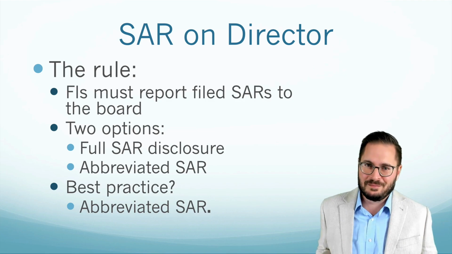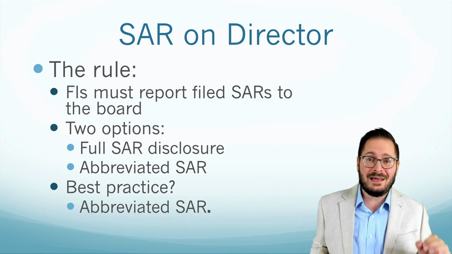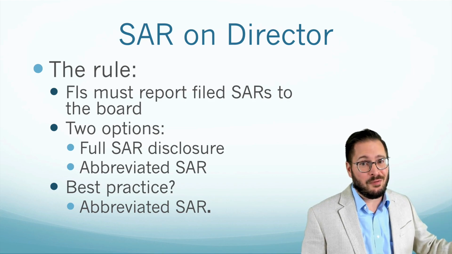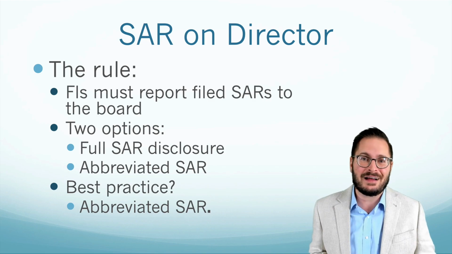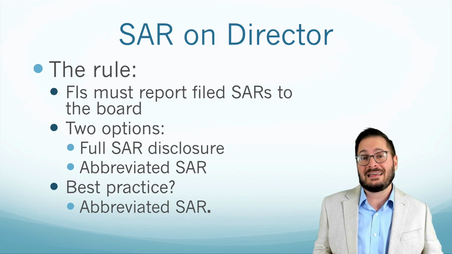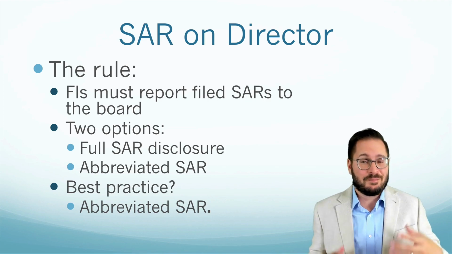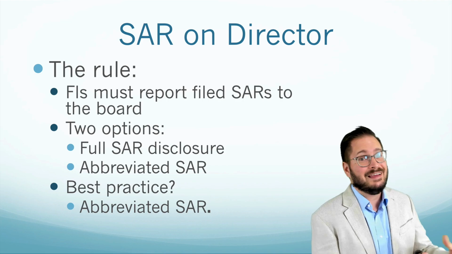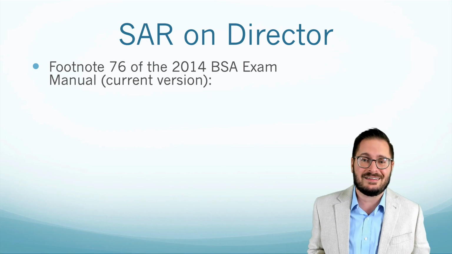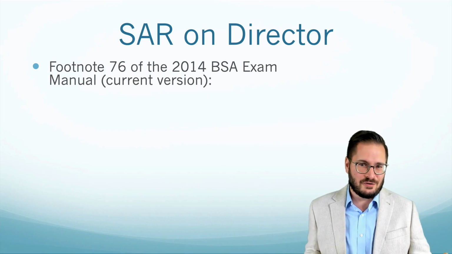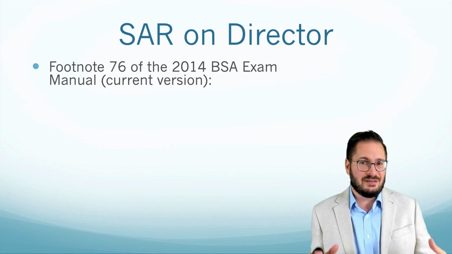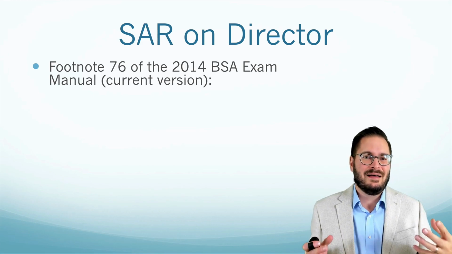That is what I consider the best practice, because if you end up always filing full SARs, not only could you have a privacy breach at some point, but you also could have an instance where a director has a SAR filed on them. Then you're stuck between a rock and a hard place. Now, you're not going to suddenly give an abbreviated SAR if your procedure and policy is to always provide full SARs. So what we can do is look at footnote 76 of the 2014 section on suspicious activity reporting of the BSA exam manual.